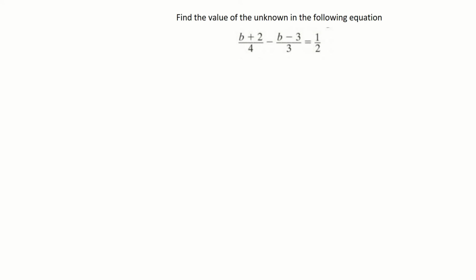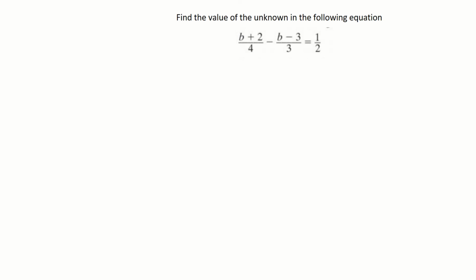Find the value of the unknown in the following equation. So we're looking at an equation here with fractions. The first fraction is over 4, the second one over 3, and the third one over 2. So first of all, we have to deal with those fractions before we can solve the equation.